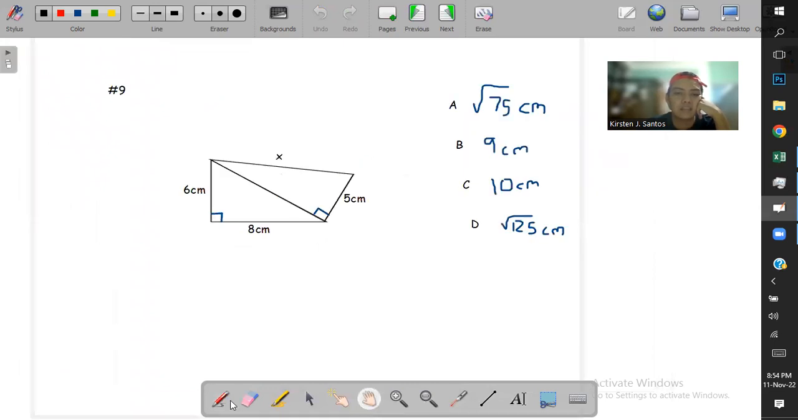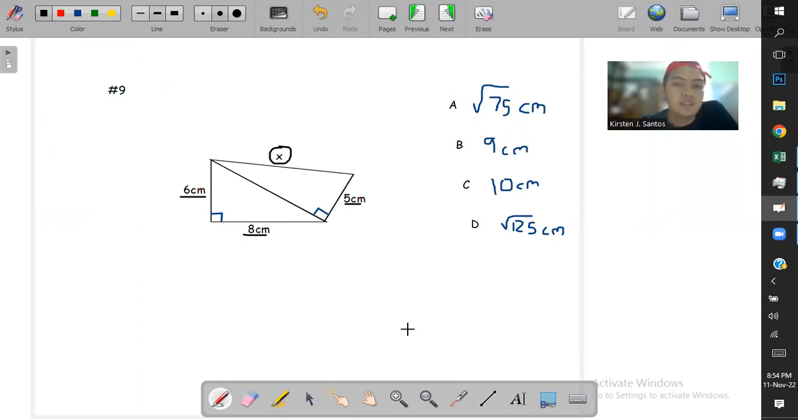And for number 9, we got this side, this other side, and this side. What number 9 asked you to do is to find x. Notice here, you weren't given any angles. No angles were given for this one.